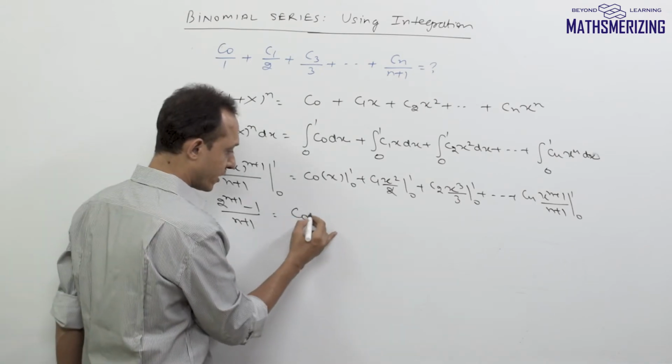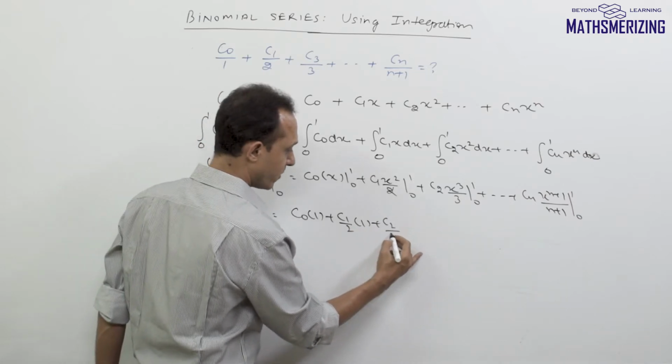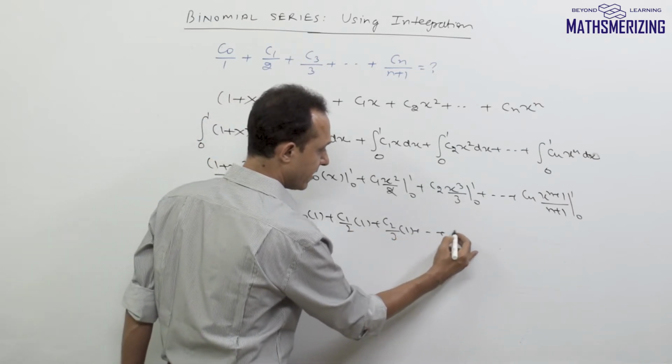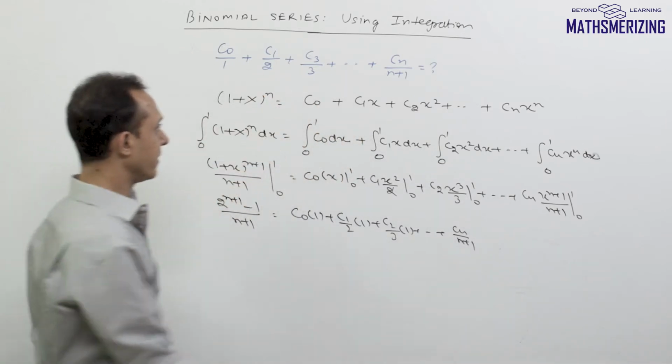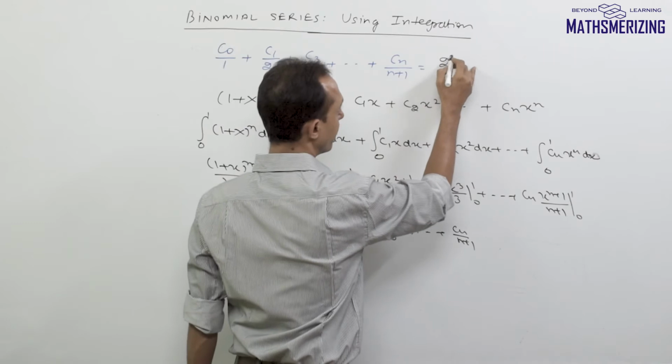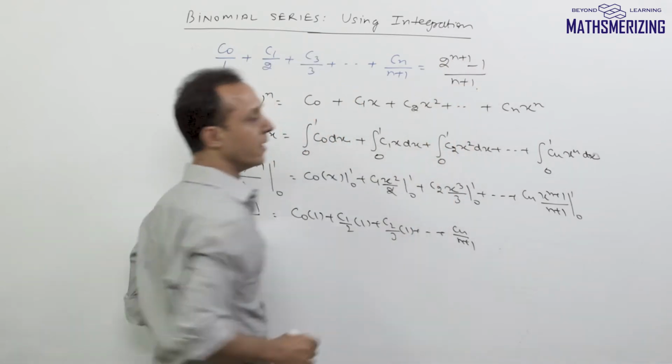So here I'll get c0 into 1, here I'll get c1 upon 2 into 1, c2 upon 3 into 1, and then cn upon n plus 1. So the answer to this series is simply 2 to the power n plus 1 minus 1 upon n plus 1.